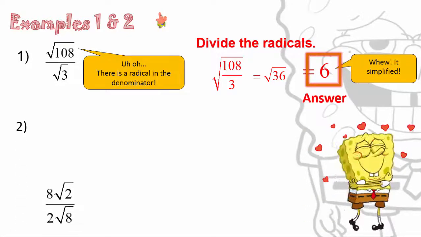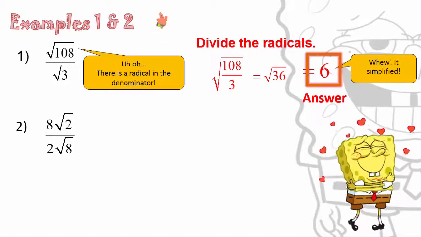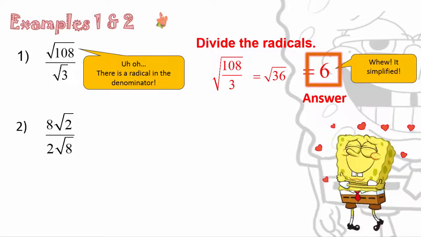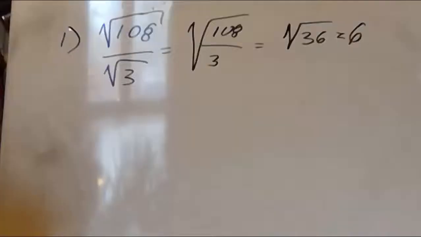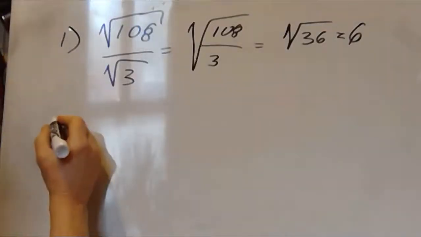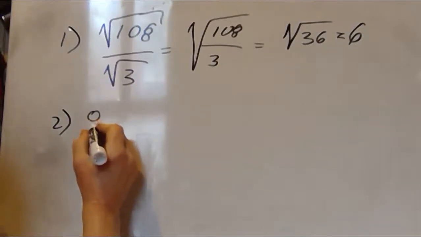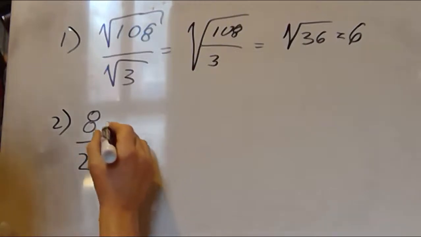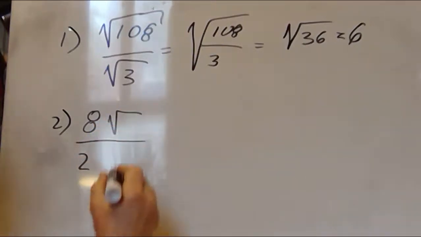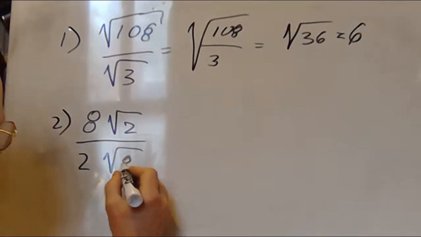In example number 2, we're asked to simplify 8 square root of 2 over 2 square root of 8. And if you notice, there's a radical in the denominator. So let us go over to the whiteboard and simplify this one. Number 2 is a little bit trickier because here we have 8 over 2, and the 8 is connected with the square root of 2, and 2 is connected with the square root of 8.